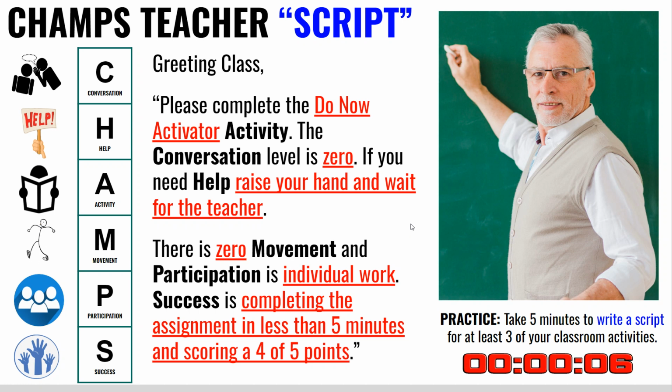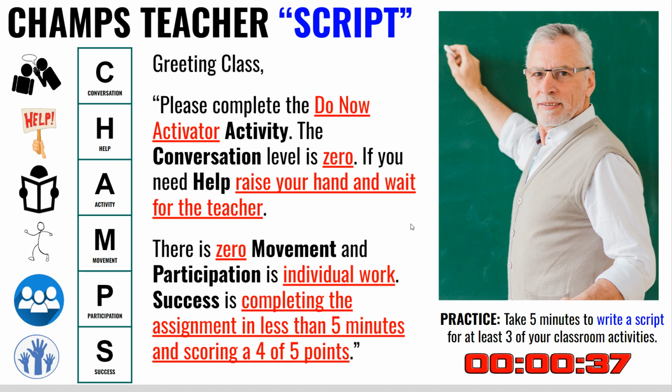When you come in and the bell sounds, maybe if you have a bell at your school, you say, okay, class, let's be reminded conversation level is at 0. Or you can ask them a question, what's the conversation level, class? And they'll say 0. Okay. If you need help, what are you supposed to do? Raise your hand and wait for the teacher. All right. Is there movement? No, there's 0 movement. Okay. What's your participation? It's individual work. What does success look like?